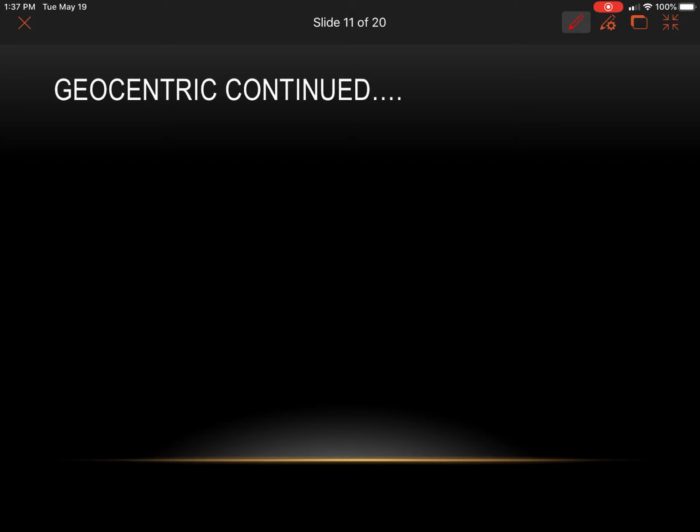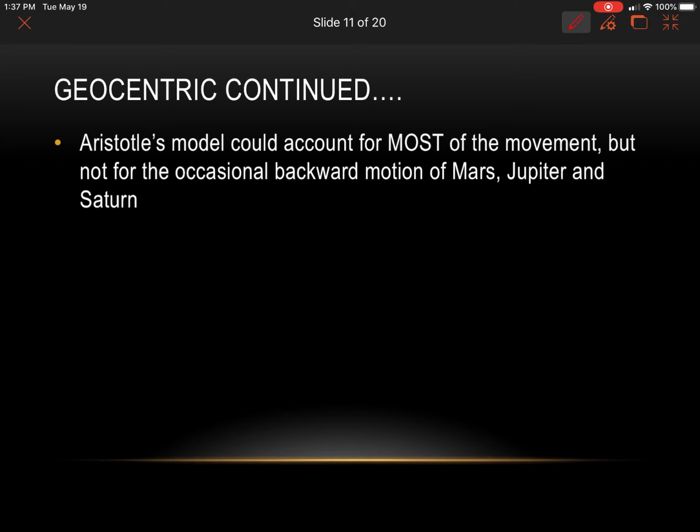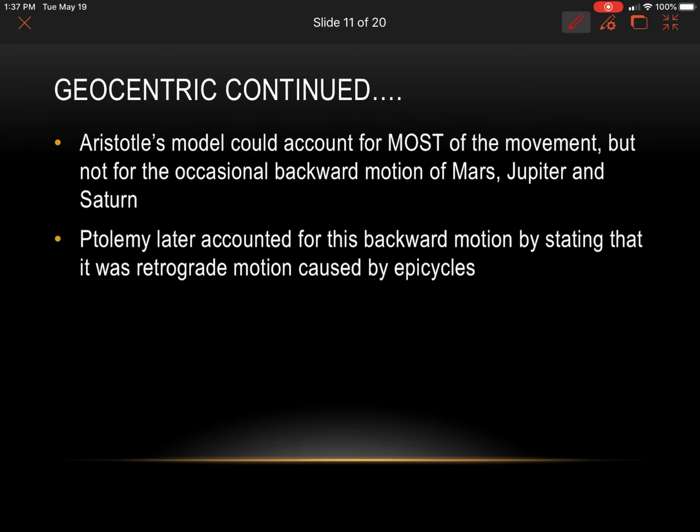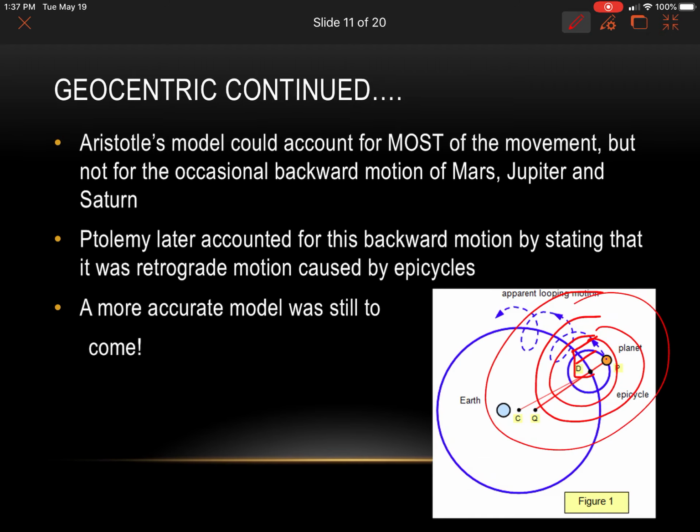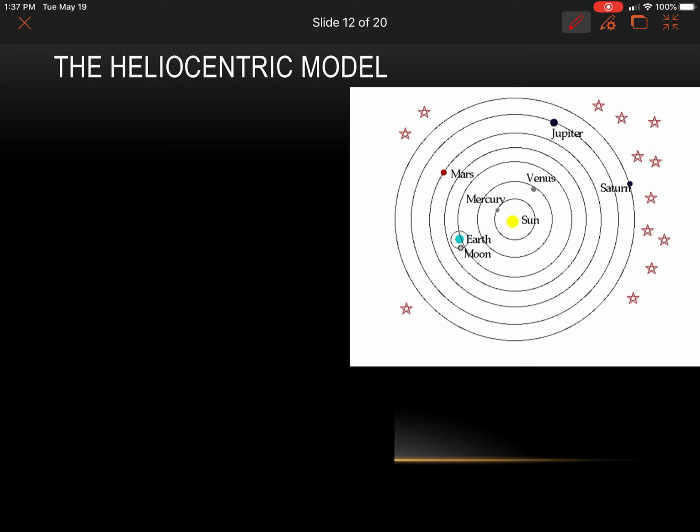So last lesson we learned about the geocentric model. Geocentric, again, was when we had Earth at the center and then everything else orbited around the Earth. Today we're going to look at the heliocentric model.